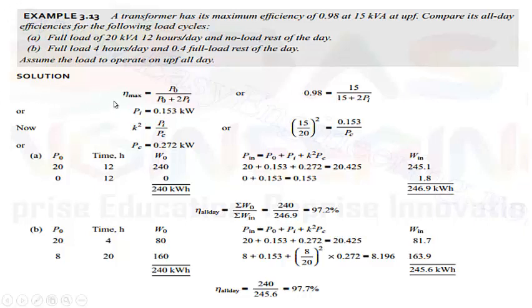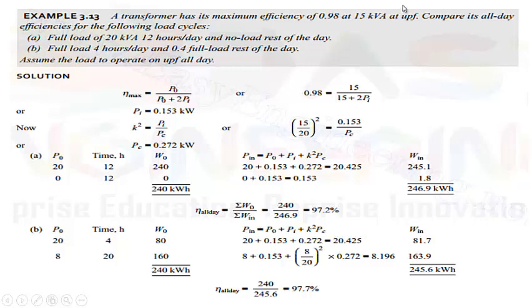So we know that eta max is equal to P naught divided by P naught plus twice Pi, because for maximum efficiency there will be only Pi there. So P naught is how much? P naught is 15, given as 15 kVA at unity power factor. It will be 15 into 1, which is 15, divided by 15 plus twice Pi. It is given to be equal to 0.98. So 0.98 is equal to 15 divided by 15 plus twice Pi. So Pi has been calculated to be equal to 0.153 kilowatt.